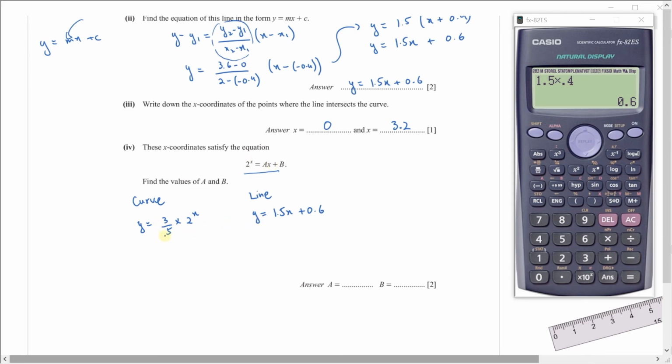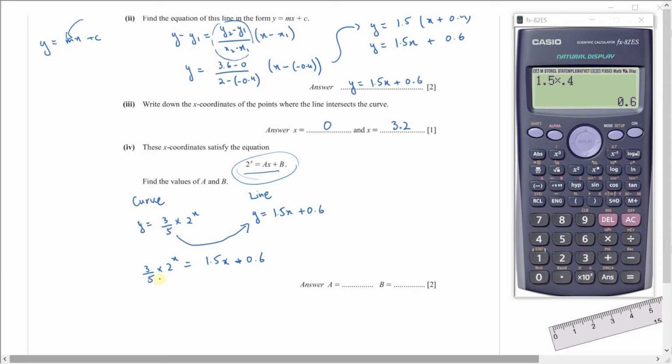I can substitute y equals 3/5 into 2^x into this here, which is the equation of the line, to basically eliminate the variable y. And then we will end up with this equation. So let's substitute. If I substitute y here, I will get 3/5 into 2^x equals 1.5x plus 0.6.